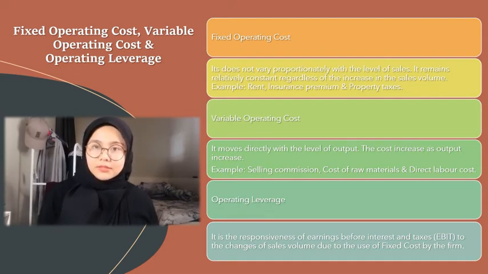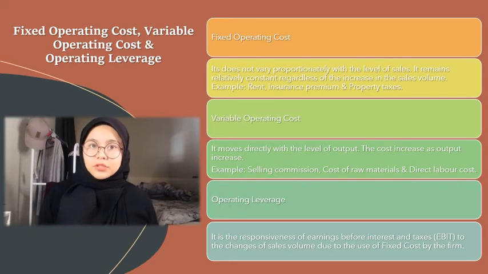The next one is variable operating costs. They move directly with the level of output. The costs increase as output increases. Examples are selling commission, cost of raw material, and direct labor costs. And the third one is operating leverage. It is the responsiveness of earnings before interest and tax to the change in sales volume due to the use of fixed costs by the firm.